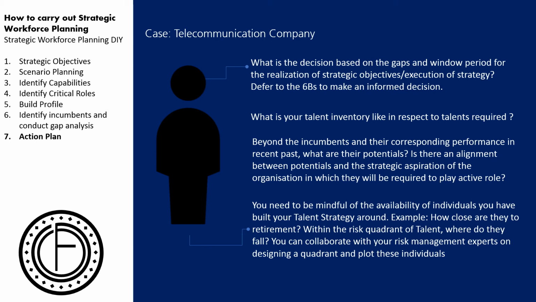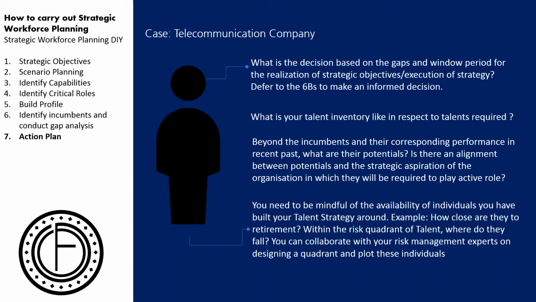Now, in deciding on what best action to take, you need to defer to the 6 Bs. Do you want to build? Do you want to buy? Do you want to borrow, etc.? To make an informed decision, this is something you need to look into. The question you also want to ask yourself is, as far as these roles are concerned within the organization, what is your talent inventory like in respect to the talents required? Do you have a lot of them available? Do you have people you can build to take on those roles for, let's say, the next 3 to 5 years when you're expected to start materializing your plan?